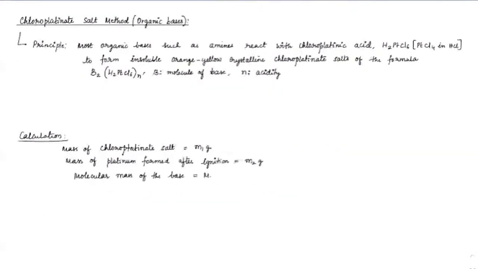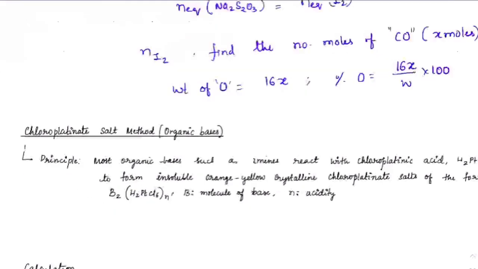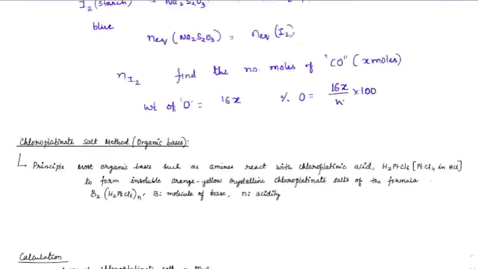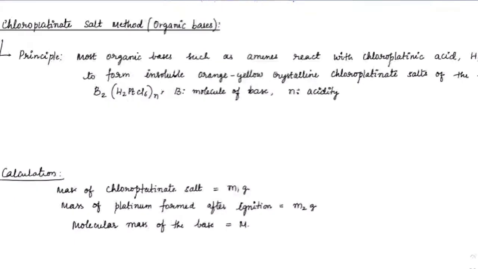The other form by which you can estimate is the organic basis. This is slightly different from the other atoms. So far we have been calculating about atoms. Now we'll calculate the estimation on an organic basis. Got it? This is called the chloroplatinate salt method. You may have learned it in physical chemistry. Check out, what is the principle here?